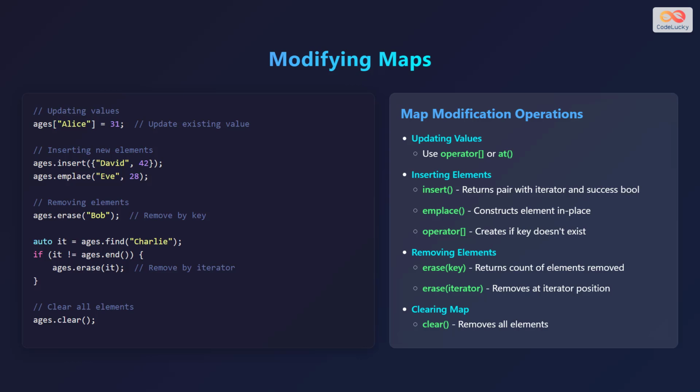Here are the map modification operations. To update values, use operator square brackets or at. To insert elements, use the insert function, emplace function, or operator square brackets. The insert function returns a pair with an iterator and a success boolean. The emplace constructs the element in place. The operator square brackets creates a key if one does not exist. To remove elements, use erase, which returns the count of elements removed, or erase by iterator, which removes at the iterator position. Lastly, to clear a map, call the clear method, which removes all elements.